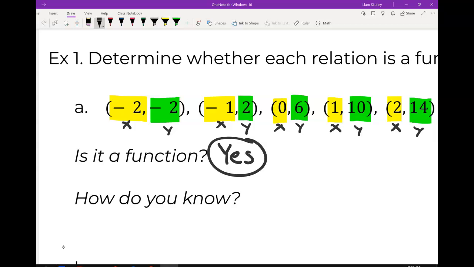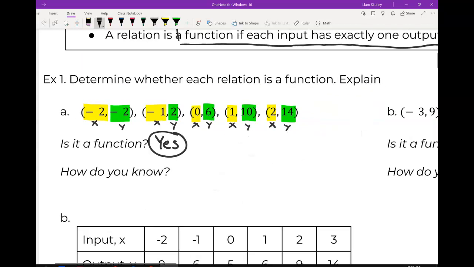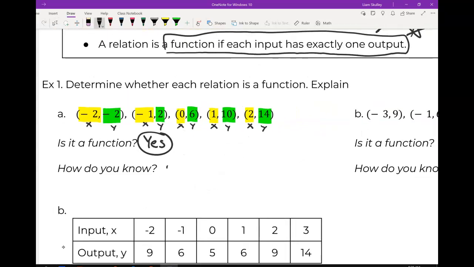And how do you know? We're going to use that definition we boxed and starred. We're going to say each input, again, which is an x value, has exactly one output. Each x value only goes to one y value. If we plug in a 1, we know we're getting out a 10. If we plug in a 0, we know we're going to get out a 6.